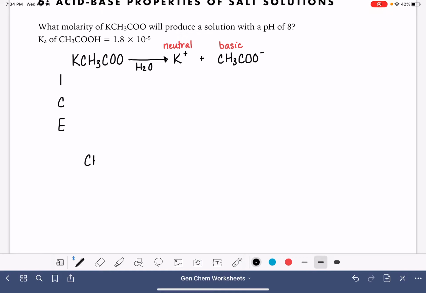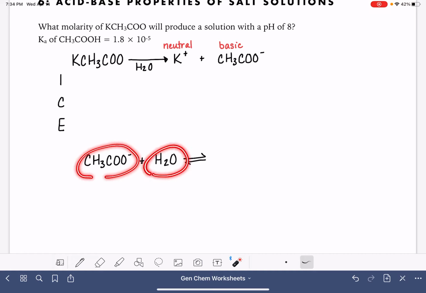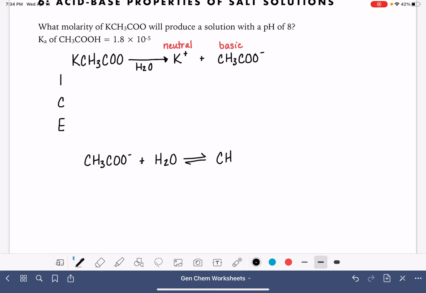So now that we've identified that the acetate ion is the one that's causing the solution to have a pH of 8, the next thing that we want to do is figure out how the acetate is giving this solution its pH. So we want to write an equation showing that acetate ion acting as a base. That means we want to react the acetate ion with water, and we want this to act as a base, which means it's an H+ acceptor. So we want that acetate ion to take an H+.